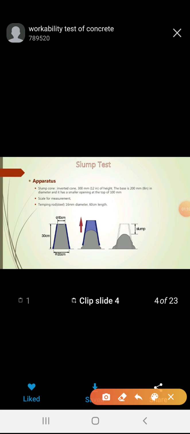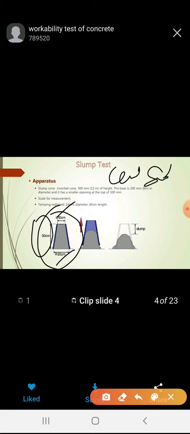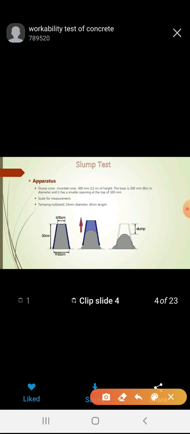The apparatus used in the slump test is a cone. The cone has a diameter of 10 mm at the upper side and 20 mm at the lower side, and the height of the cone will be 30 centimeters. Cement, sand plus aggregate, all these three are filled with the water content ratio in a particular manner.